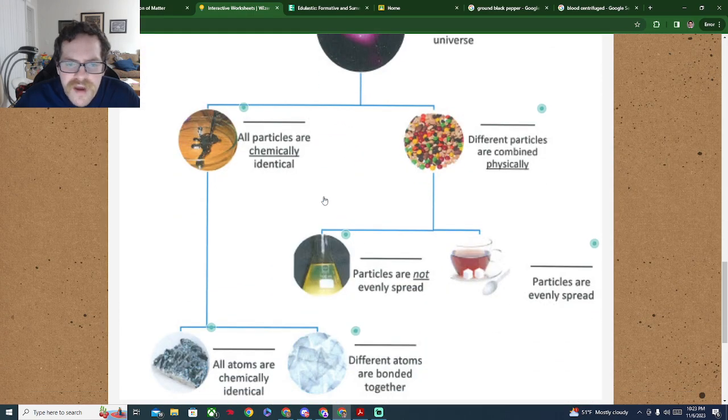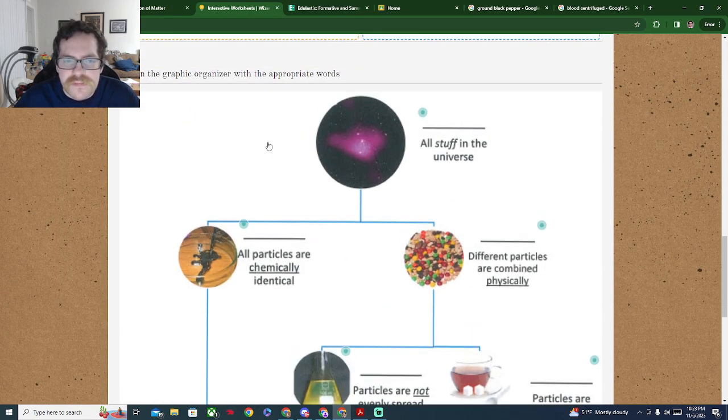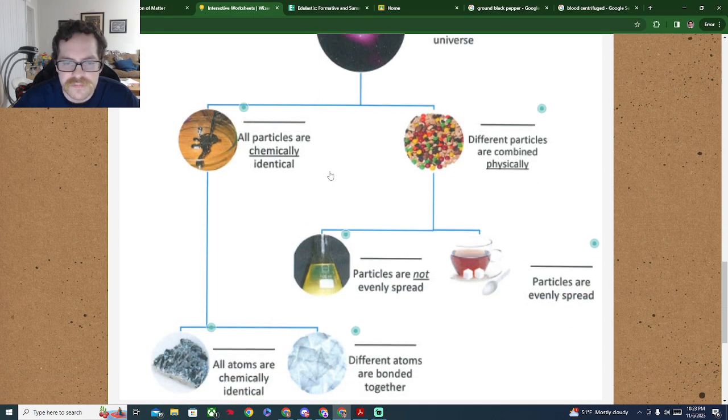Alright, now our graphical organizer. Fill it in with the appropriate words. Well, this first one is just matter. All the stuff in the universe is matter. Going from matter, we have two different kinds. We have pure substances, and we have mixtures.